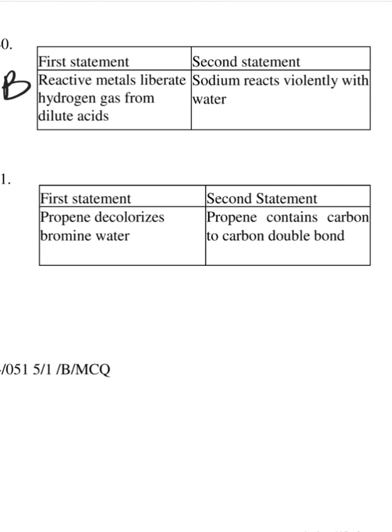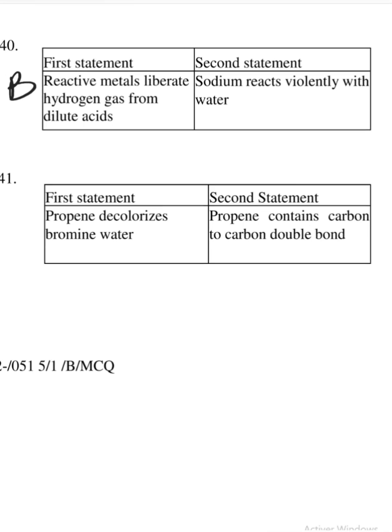41. Propene decolorizes bromine water. The second statement, propene contains carbon-to-carbon double bonds. The first statement is true, propene is unsaturated, and so it would decolorize bromine water. The second statement is also true, propene contains a carbon-to-carbon double bond, the fact that it is unsaturated. And so the second statement is explaining the first statement. So in that case, option A is correct, because option A says the first statement should be true, the second should be true, and the second is explaining the first.